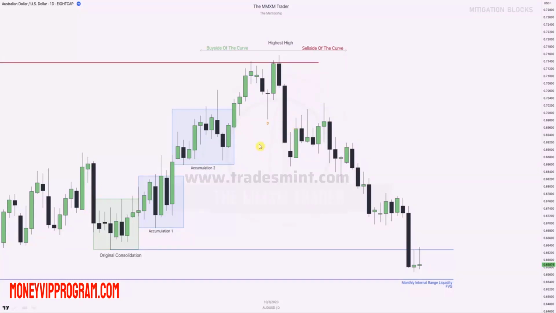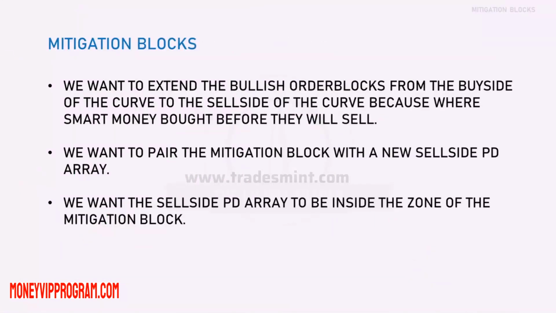Now, where are the order blocks on the buy side of the curve? Those down close candles, right? Before my price moves up. So we're going to outline those bullish order blocks to the sell side of the curve. So we want to extend the bullish order blocks from the buy side of the curve into the sell side of the curve, because that's where smart money bought before, and now they will use that to sell.